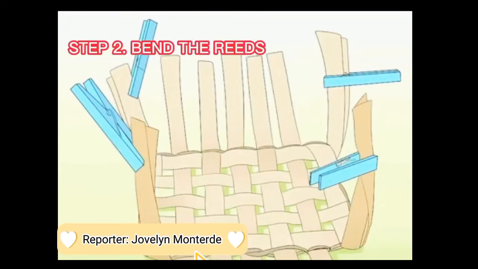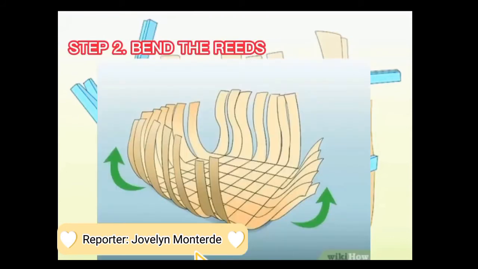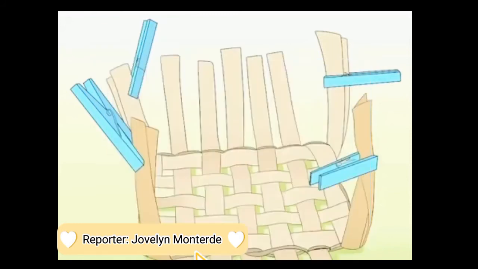Step 2. Bend the reeds. Bend the reeds that stick out from the square base into an upwards position. These bent reeds are called spokes. Bending them will make it easier to weave, and those spokes will act as the supports for the basket.